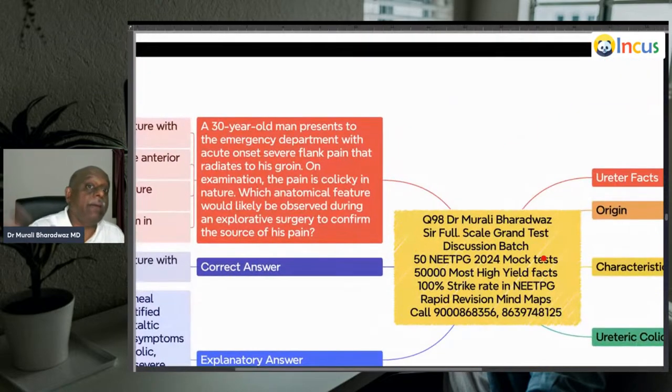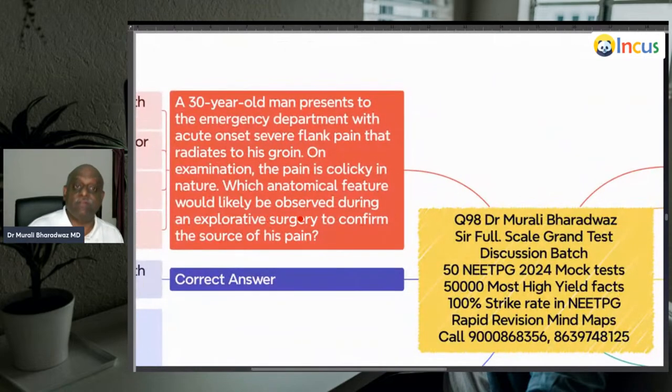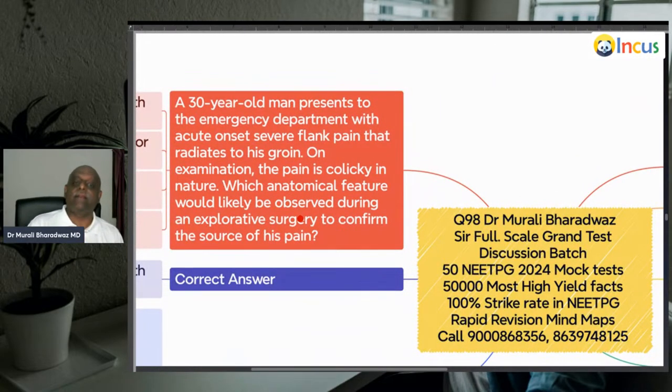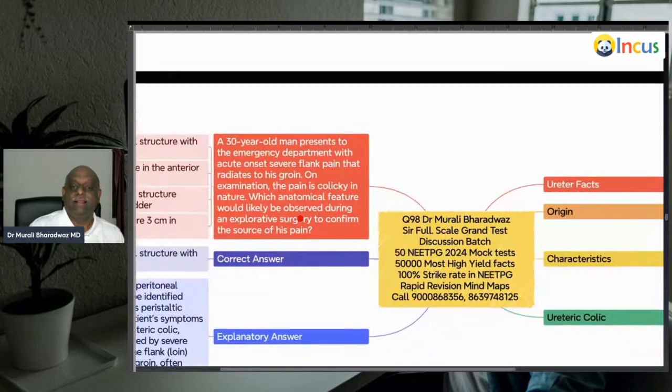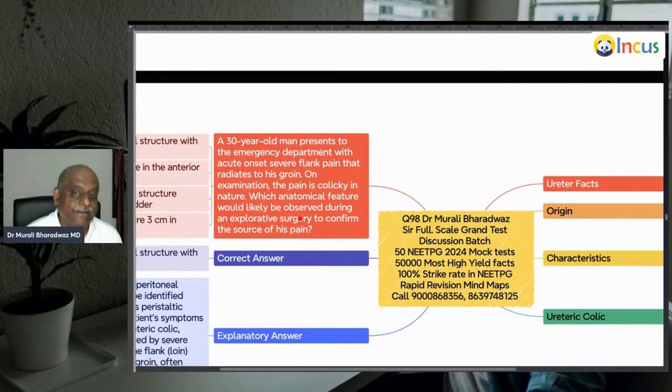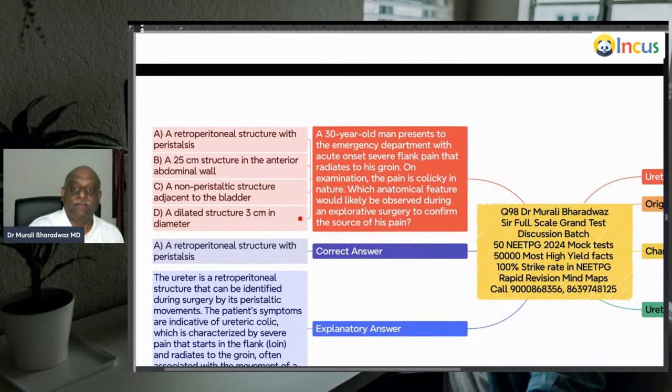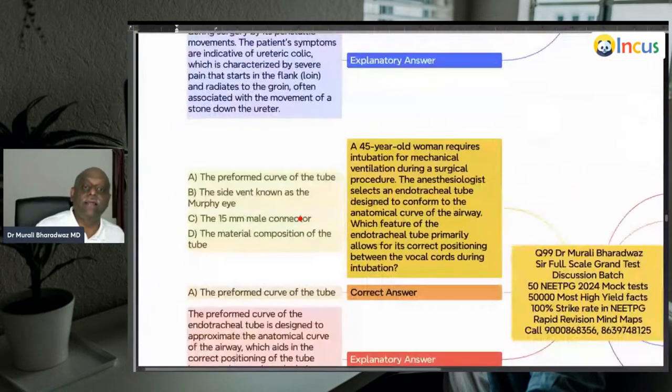A 30-year-old man comes to the emergency department with acute onset of severe flank pain that radiates to the groin. The pain is colicky. So it is a renal stone. A renal stone passes through the ureter. The ureter is a retroperitoneal structure which has peristalsis.